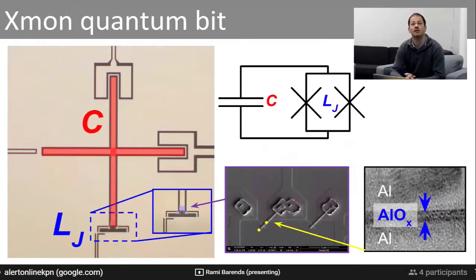As I said before, the cross-shaped structure is the capacitor. The inductance is then formed by the little square loop at the bottom. It's a square superconducting loop that is intersected with very thin aluminum oxide barriers. And there's a supercurrent sloshing around in that little ring. By applying control currents or magnetic fields, we can tweak that supercurrent, and that allows us to make this qubit frequency tunable. We'll be using that to turn on and turn off interaction in a system.